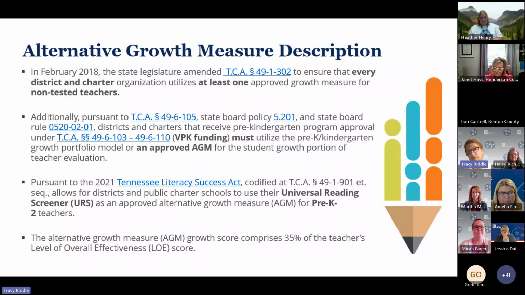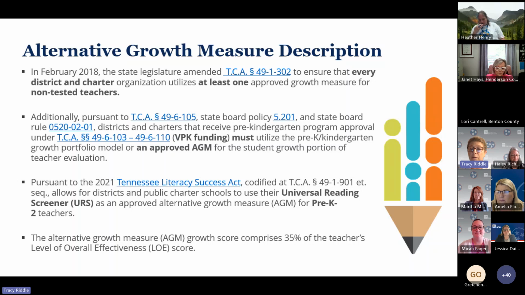Then we have the VPK law. In the VPK law, it states that if you receive VPK funding, then your pre-K and kindergarten, both of those non-tested teacher groups, should be implementing either the portfolio or an approved AGM. Then we had the Tennessee Literacy Act come along, and it states that the Universal Reading Screener can be that approved AGM for pre-K, kindergarten, first, and second grade.